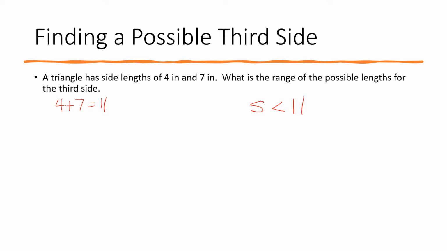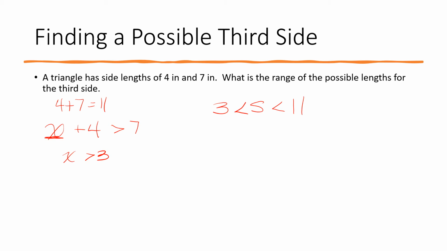If 7 is our largest side, then whatever the third side is plus 4 has to be greater than 7. Okay, so what we would just do if this was a variable, right, is just subtract. So x has to be greater than 3, or the side has to be greater than 3. So anything that is greater than 3 but less than 11 could be a length of the third side.